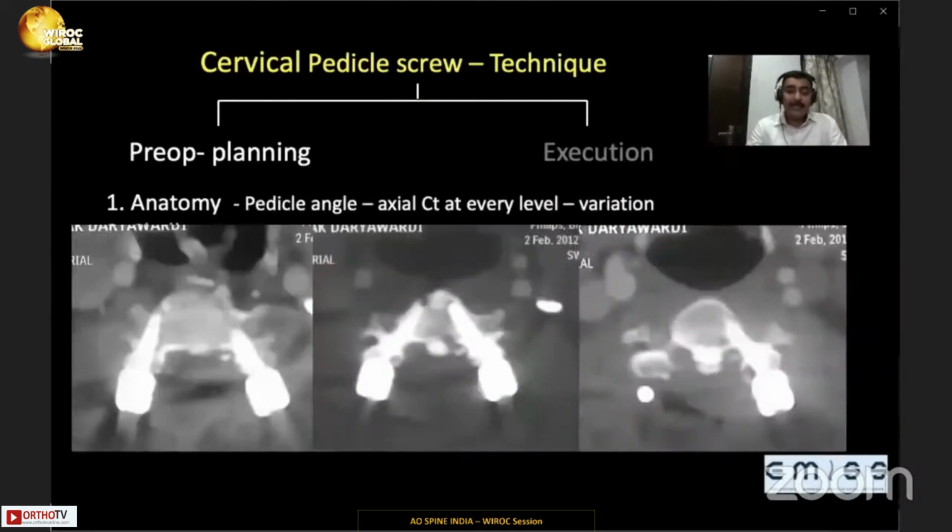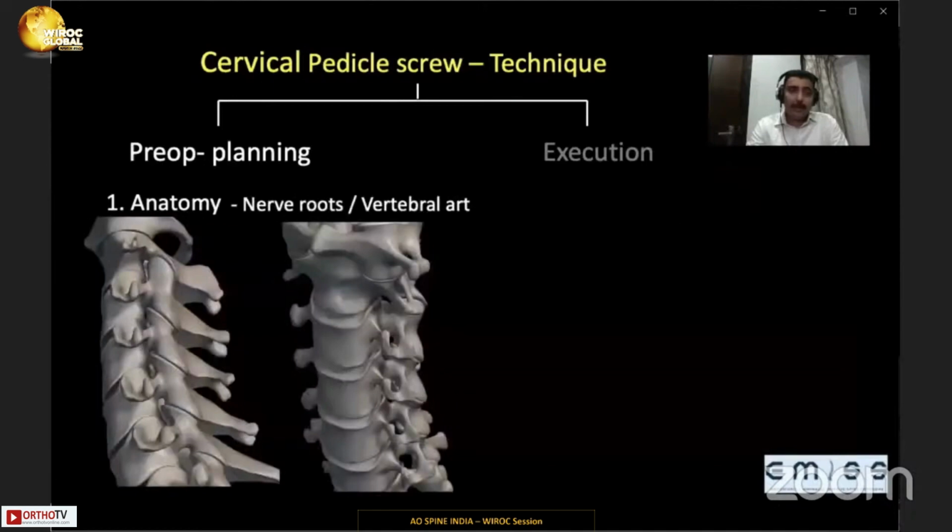So an axial CT scan at each and every level is extremely important. As you can see over here, the pedicle angulation can change from 30 degrees in the mediolateral direction right up to 70 to 80 degrees. So each and every pedicle has to be calculated on the preoperative axial CT scans. We also have to look at the relation of the nerve roots and the vertebral artery in the cervical pedicle. In the lumbar spine, the nerve root exits inferior to the pedicle, whereas in the cervical spine, the nerve root exits proximal to the pedicle or superior to the pedicle. This is an important point that we should consider, especially if you are erring on the side of screw insertion.